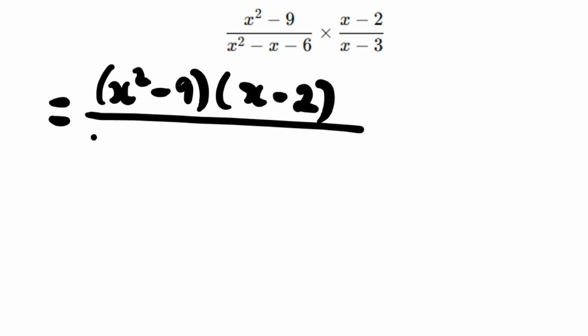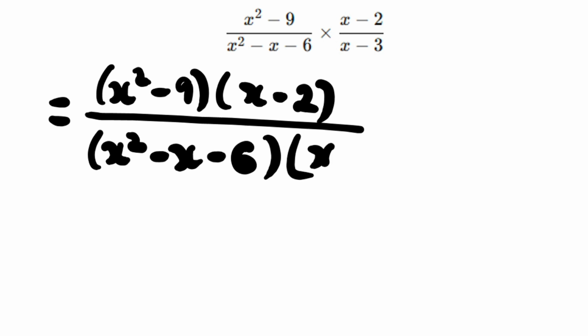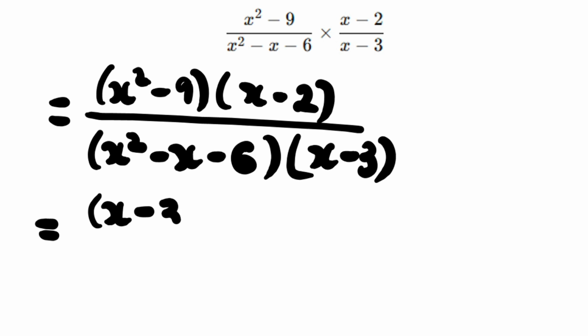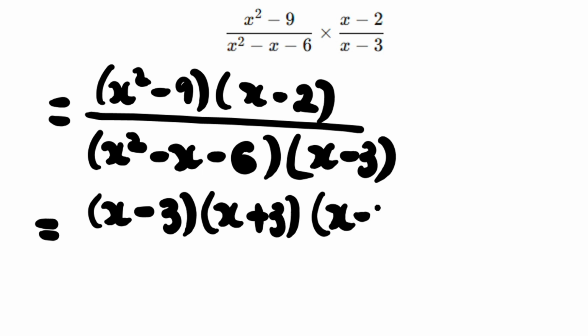When you are doing actual multiplication of rational functions, x squared minus x minus 6 to multiply x minus 3. So this is what we have, right? So what you do is continue to see if you can factorize some stuff. This is a difference of two squares, so we can also have x minus 3 to multiply x plus 3. This is just the difference of two squares. It is already multiplying x minus 2.